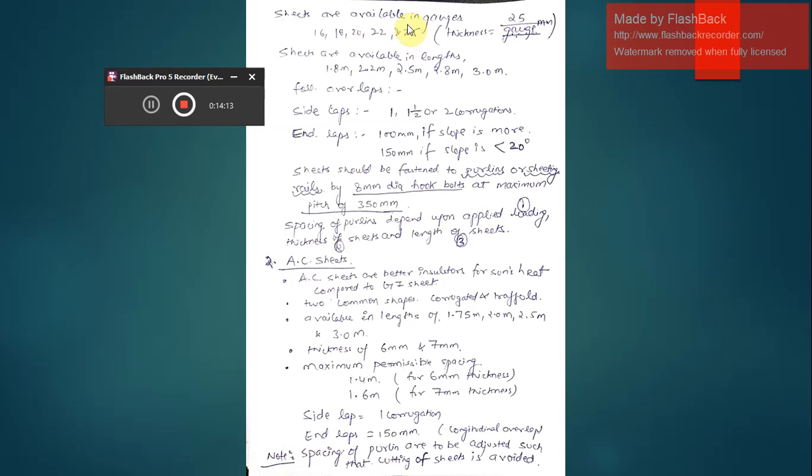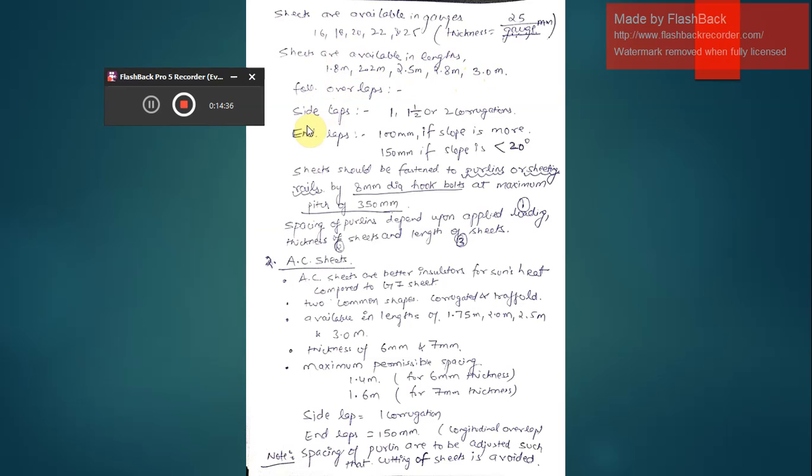So if we are using the 25 gauge sheet, it means the thickness of that sheet would be 1 mm only, and for 22 gauge, more than 1 mm. So the least thickness of sheet we can use is approximately 1 mm. The sheets are available in lengths of 1.8, 2.2 meter, 2.5, 2.8 and up to 3 meter.